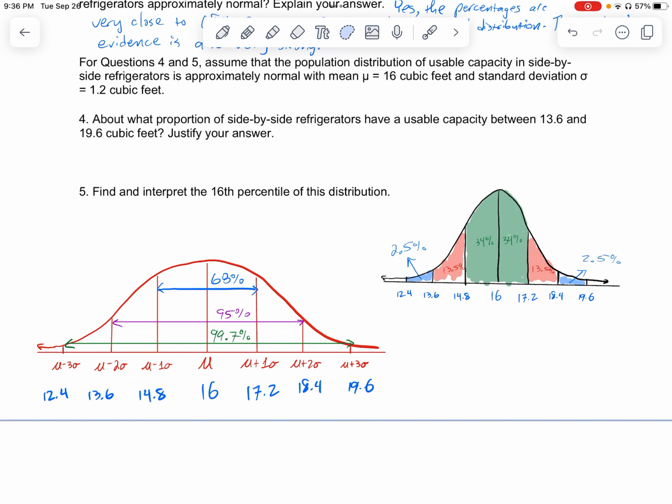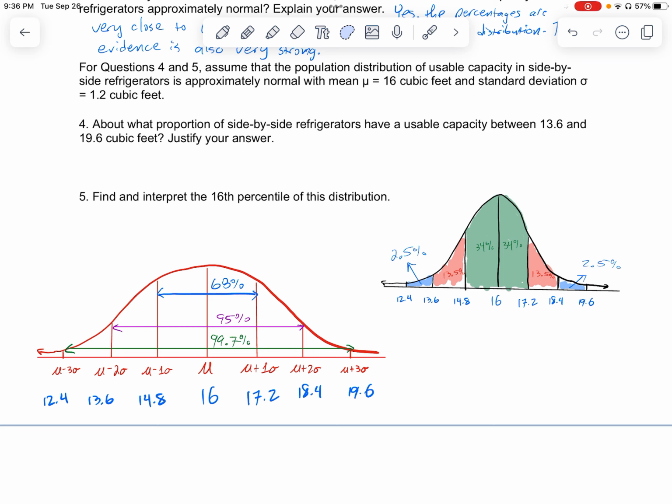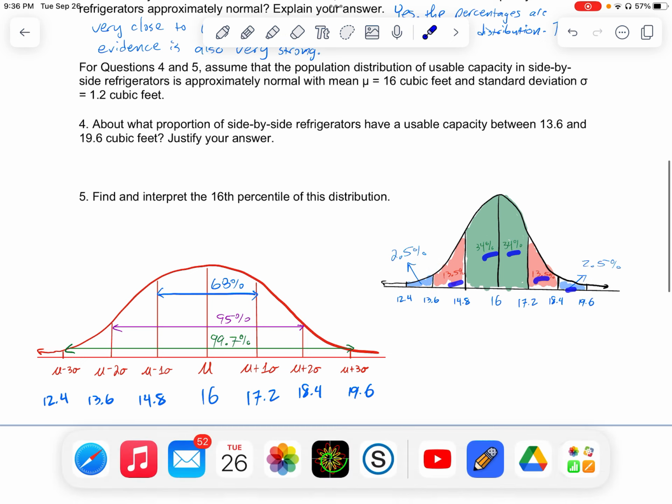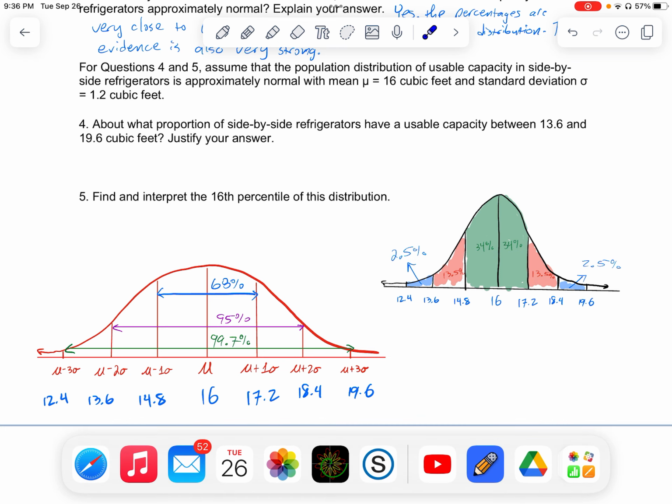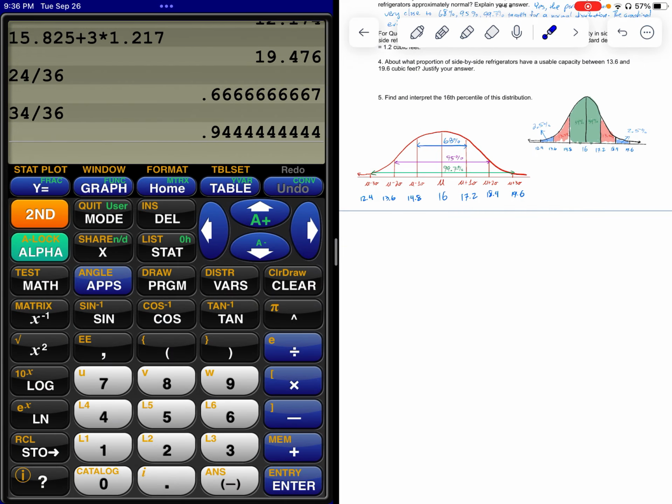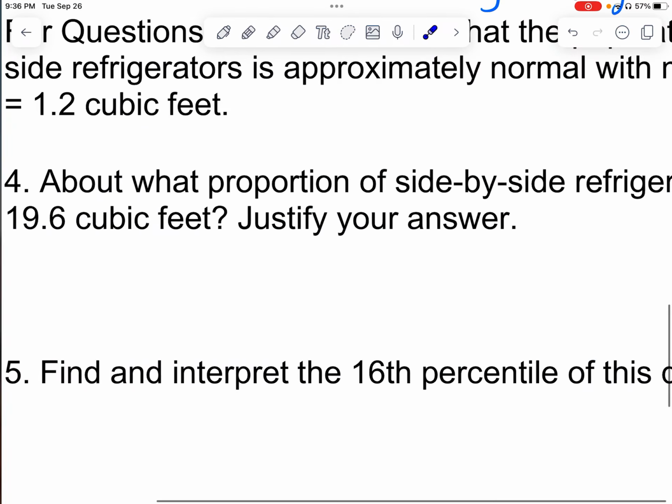Okay. All right, so what percentage are between 13.6, it says, and 19.6? Whoa, hey, look at that. That's this one and this one. So what percentage is there? So you might just look at these and you can add these up and you'd have your answer. Piece of cake if you remember those, okay? So what am I working with there?